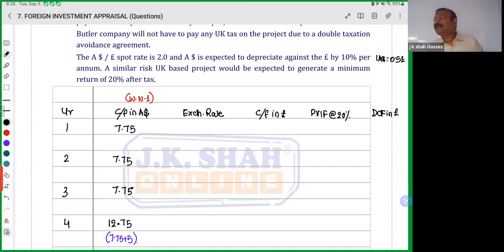So 0.45. $1 is 0.5 pounds and the Australian dollar is expected to depreciate. You could not have applied it on 2, because the quote is of a pound and the depreciation given is of the Australian dollar. So you would have to convert that. Ruchita, how did you get 0.55?